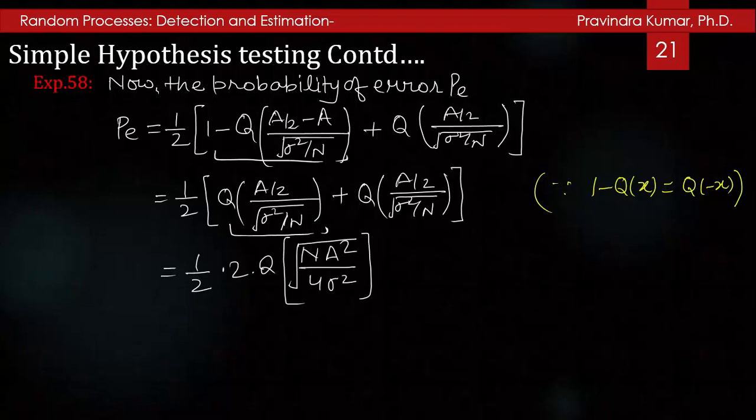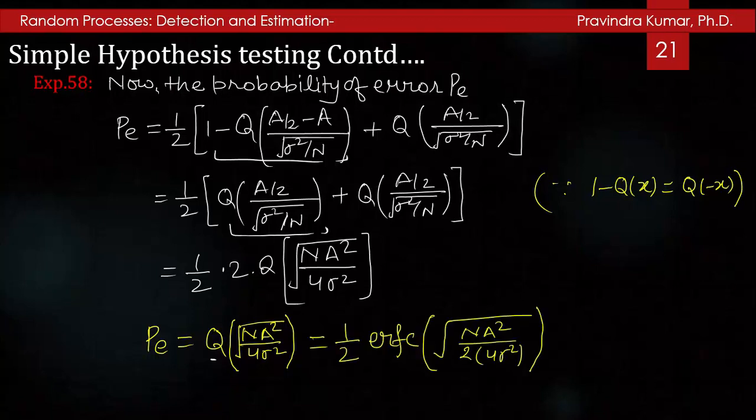So it will be equal to 1 by 2 into 2Q of under root N A square upon 4 sigma square. So here the probability of error will be Q of under root N A square upon 4 sigma square. So the probability of error in the form of the complementary error function will be 1 by 2 erfc of under root N A square upon 2 into 4 sigma square.